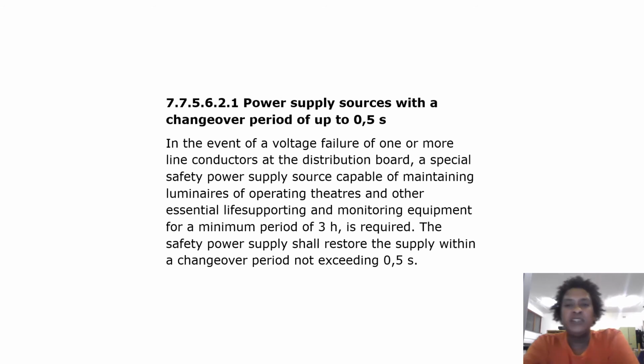Power supply sources with a changeover period of up to 0.5 seconds. In the event of a voltage failure of one or more line conductors at the distribution board, a special safety power supply source capable of maintaining luminaires of operating theaters and other essential life supporting and monitoring equipment for a minimum period of 3 hours is required. The safety power supply shall restore the supply within a changeover period not exceeding 0.5 seconds.